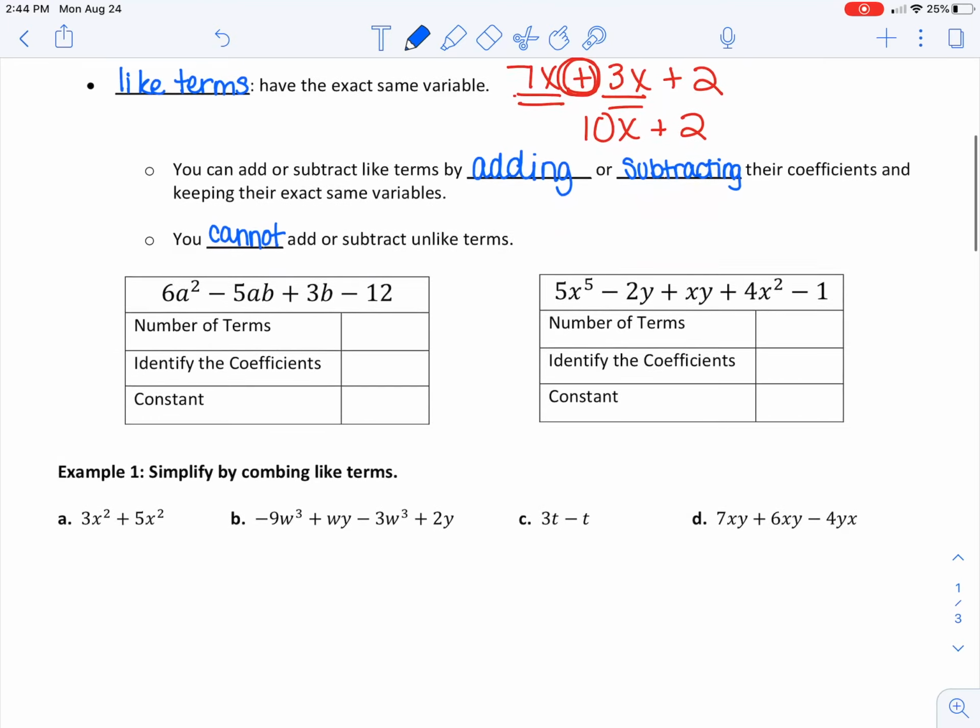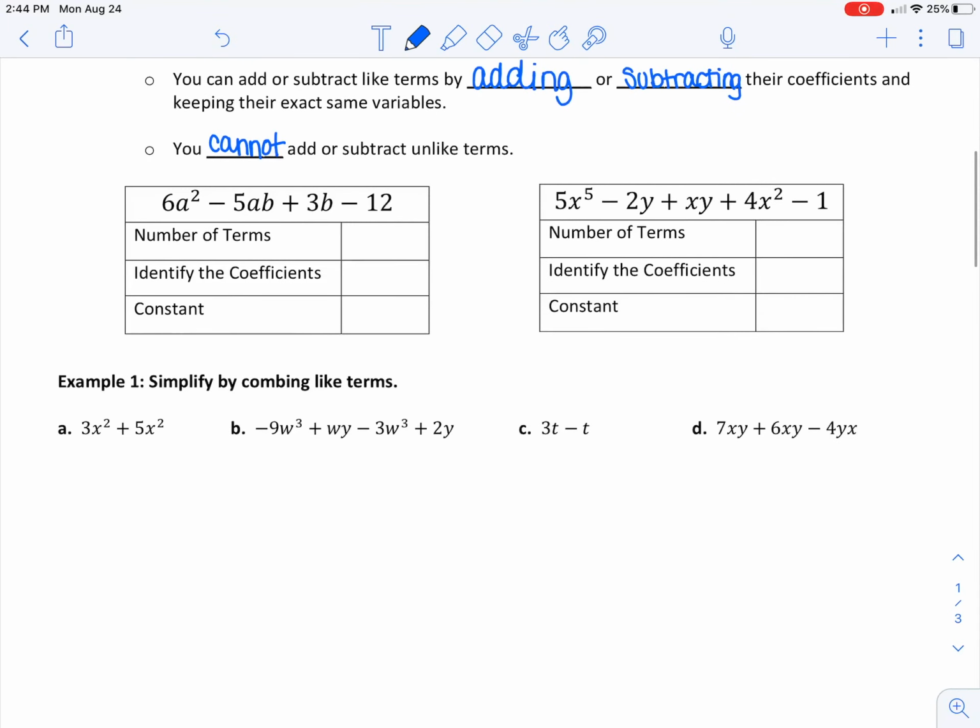Okay, moving on. So if we look at these few boxes here, it says we need to come up with a number of terms. So the terms are in between our plus and minus signs. So we have 6a squared, our negative 5ab, 3b, and negative 12. So we have 4 different terms.